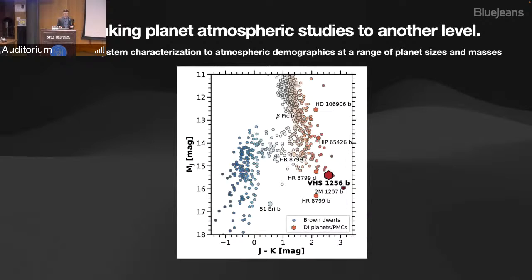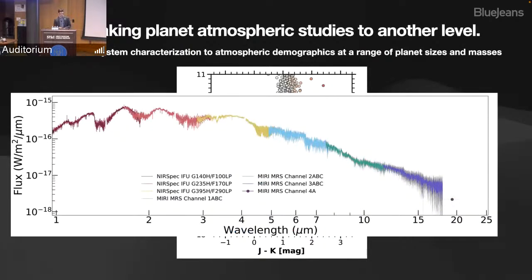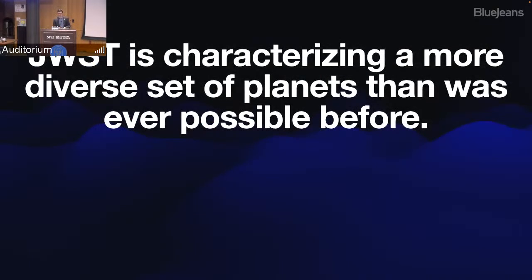Finally, JWST can characterize planetary mass companions that have been found in nearby wide binary systems, such as this one, VHS 1256b. The spectrum of this widely separated planetary mass companion gives detections of sodium, potassium, water, carbon dioxide, carbon monoxide, methane, and silicate clouds. So there's all throughout the spectrum, even though it's hard to see here on this scale, basically all of that is signal. There's very little noise in the spectrum. And so these various features are all due to those different atomic and molecular components. And so JWST is characterizing a more diverse set of planets than was ever possible before.